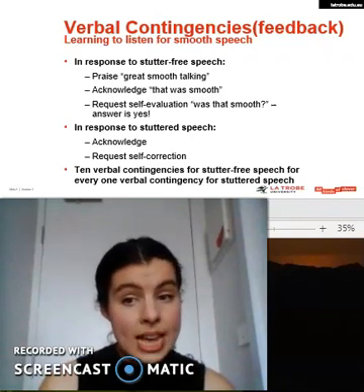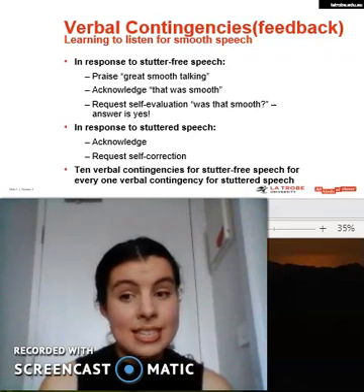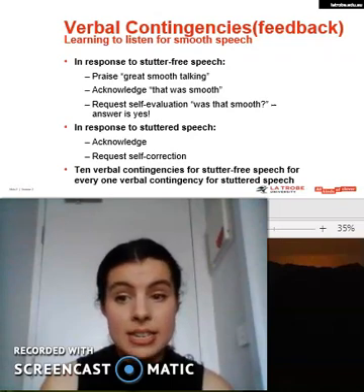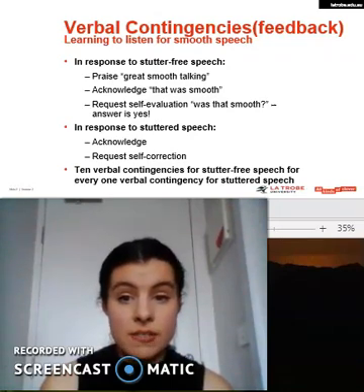This one is really important to understand because parents may be tempted to use the stuttered speech verbal contingencies in the early stages of stage 1. It's important you understand and explain to them why it's not done in the early stages of stage 1.